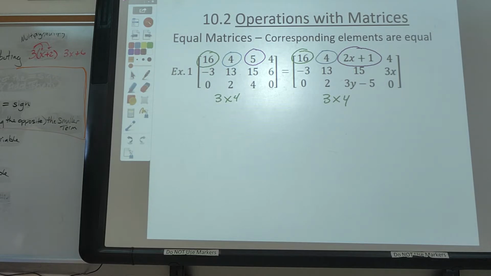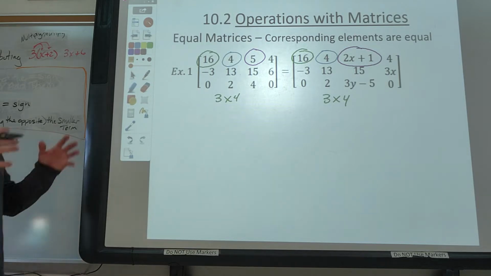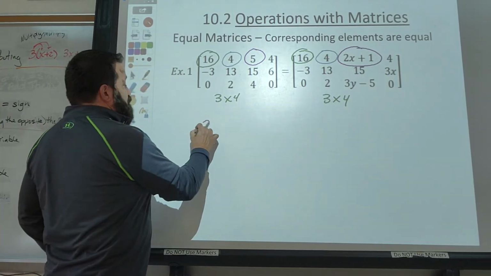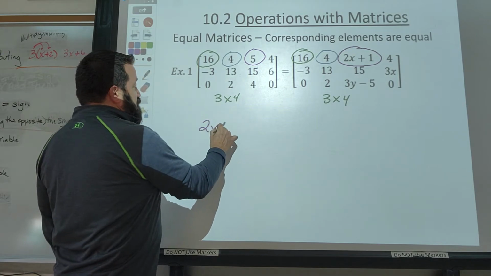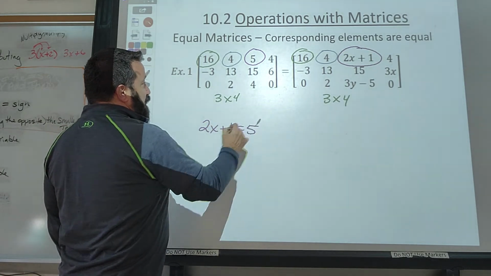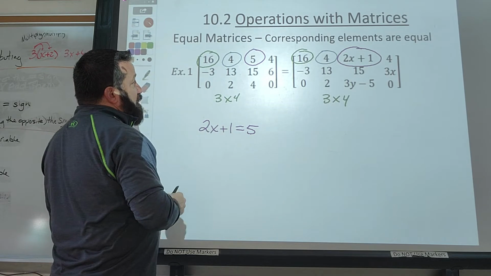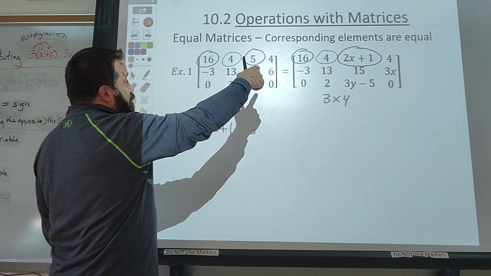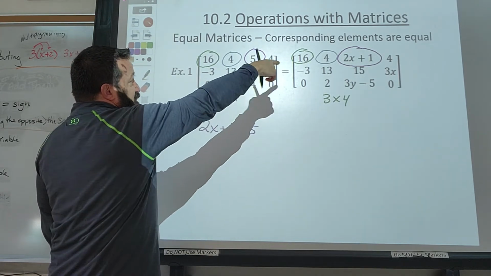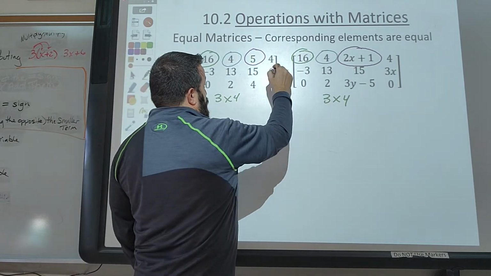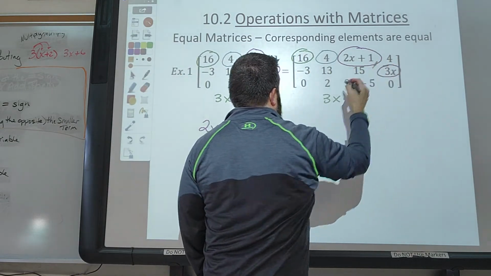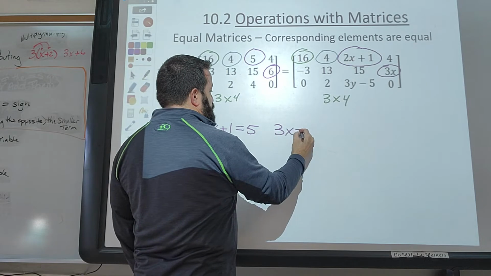So the third pair has a variable in it. So they also have to be the same. So since we have equal matrices, I can set those expressions equal to each other, and I can say that 2x plus 1 has to equal 5. Okay, you can see in other cases 4 and 4, negative 3, 13, 15. Then I've got the 6 and the 3x. So here I've got 6 and 3x that correspond with each other. So 3x also has to equal 6.